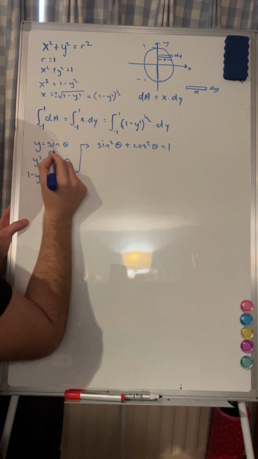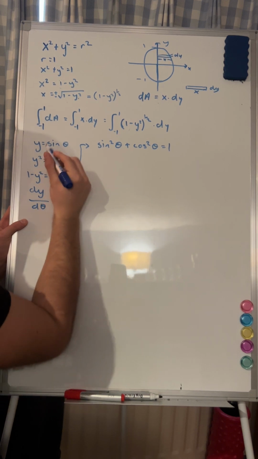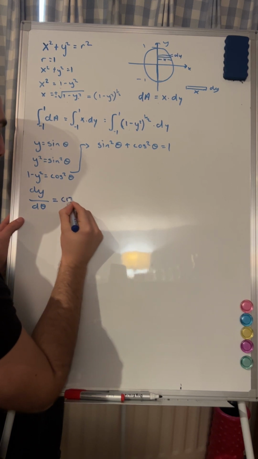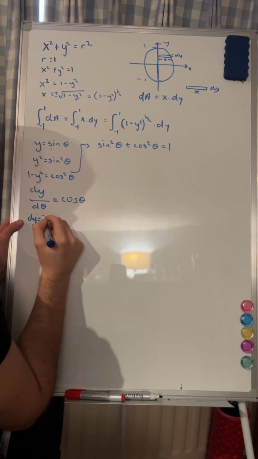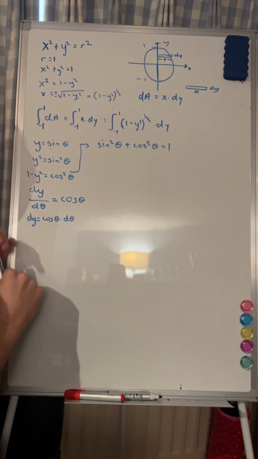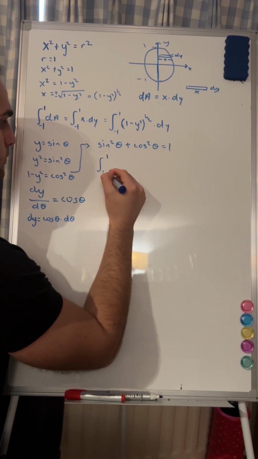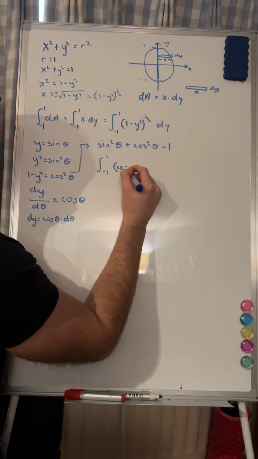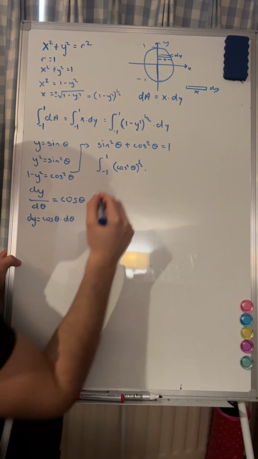So we need to differentiate this term. So we get dy by d theta equals, what's the differential of sine theta? It is cos theta. So now we get that dy equals cos theta times d theta. So plug this substitution into the integral, we get the integral from minus 1 to 1 of cos squared theta to the power of a half times dy, which is cos theta d theta.